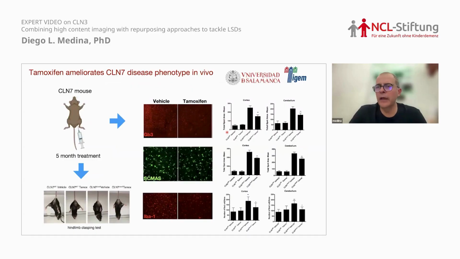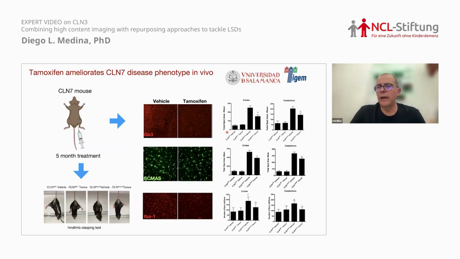Of course, after these interesting results, mostly in vitro, we decided to generate a proof of principle in vivo by using the mouse model of CLN7 disease. We use this model because it better recapitulates in mice the Batten disease neurodegenerative phenotype, and the progression of the disease is faster than the CLN3 mouse model.